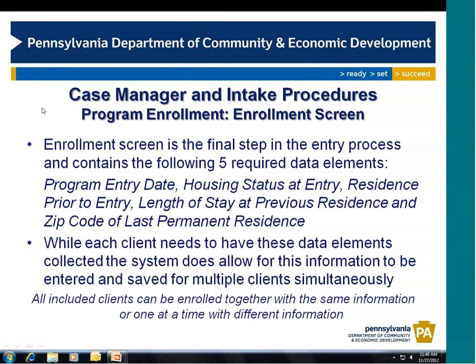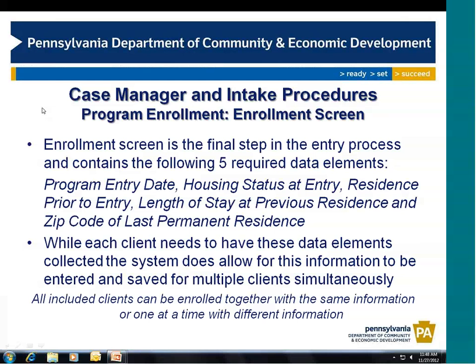Okay, now we're going to go on to what we call the final enrollment screen, once the assessment loop is done, which includes program entry data elements. That includes the 5 required data elements: the entry date, housing status at entry, residence prior to entry, length of stay at previous residence, as well as the zip code of the last permanent residence.